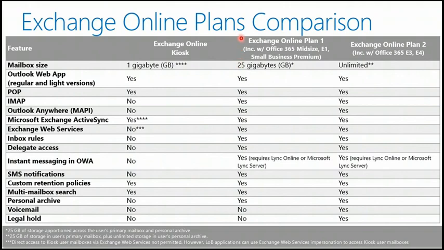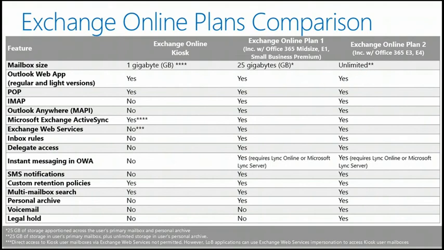Your Exchange Online Plan 1 and Plan 2, and this just shows what plans they're included with. 25 gigabytes of mail. The big differences in these two are the litigation hold functions, the voicemail functions, so if you look at this bottom section, and the personal archive. The unlimited archiving versus the 25 gig limit. So those are the major differences in the two. That's why it says right here, mailbox size is unlimited. It's a 25 gig mailbox plus unlimited archiving if you enable that function.